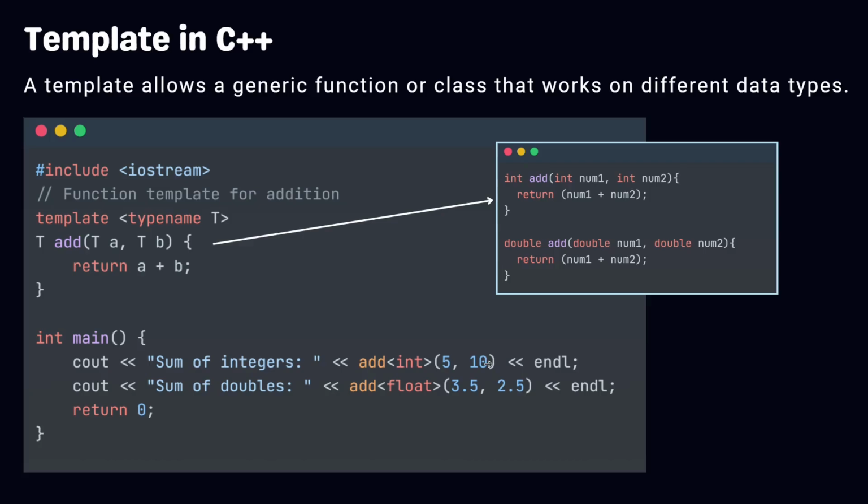And what does the compiler do in the background? The compiler goes here, it creates an instance of this template function for this integer data type. It performs the calculation and returns here. Now again I use add with float. Okay, float data type, and I pass arguments. The compiler goes to the template function, creates an instance for the float data type, performs the operation and returns the value here.